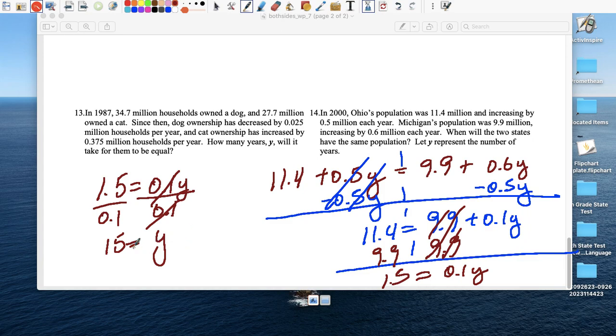And again, we should substitute y equals 15 into both equations to double check that our equations are correct. But this is a good workout here. All right, that's it.